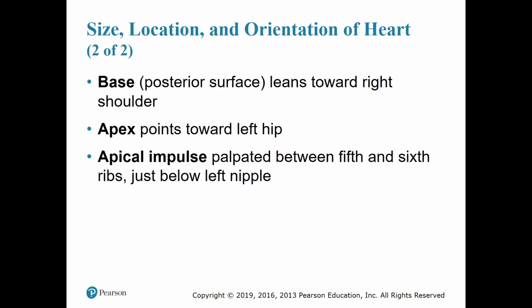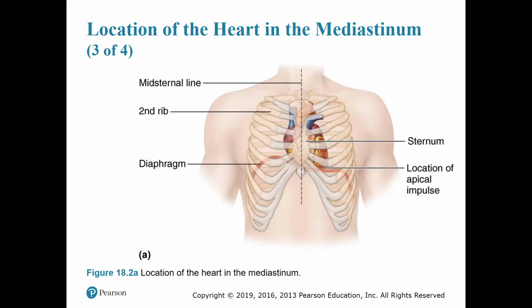The great veins and arteries are connected to the superior end of the heart at the attached base. So the base is the posterior surface and leads toward the right shoulder. The apex of the heart points toward the left hip. Apical impulse is palpated between the 5th and 6th ribs, just below the left nipple. This figure shows the location of the apical impulse.